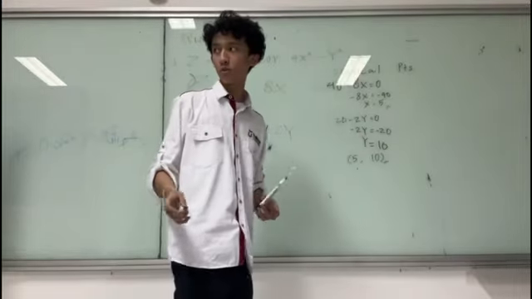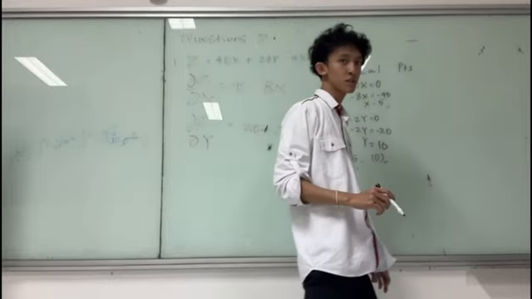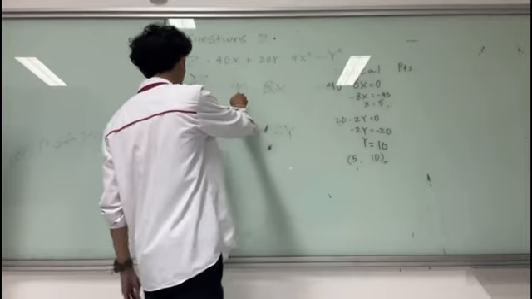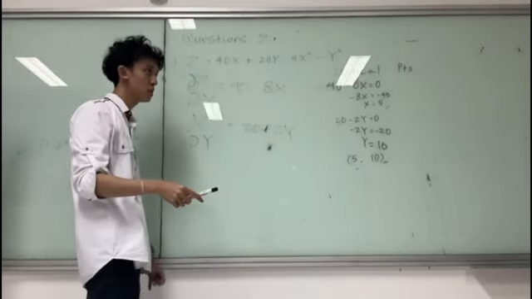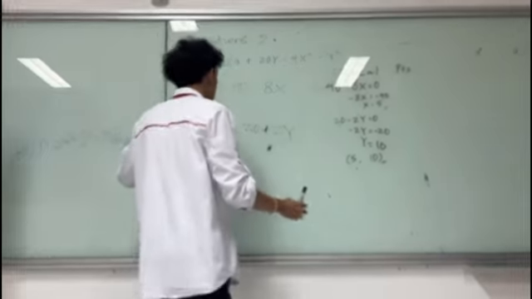Now that we have the critical point, we are going to do the second derivative. So the second derivative for this one as well as this one, and then the second derivative for x or y. So it's going to be like this.